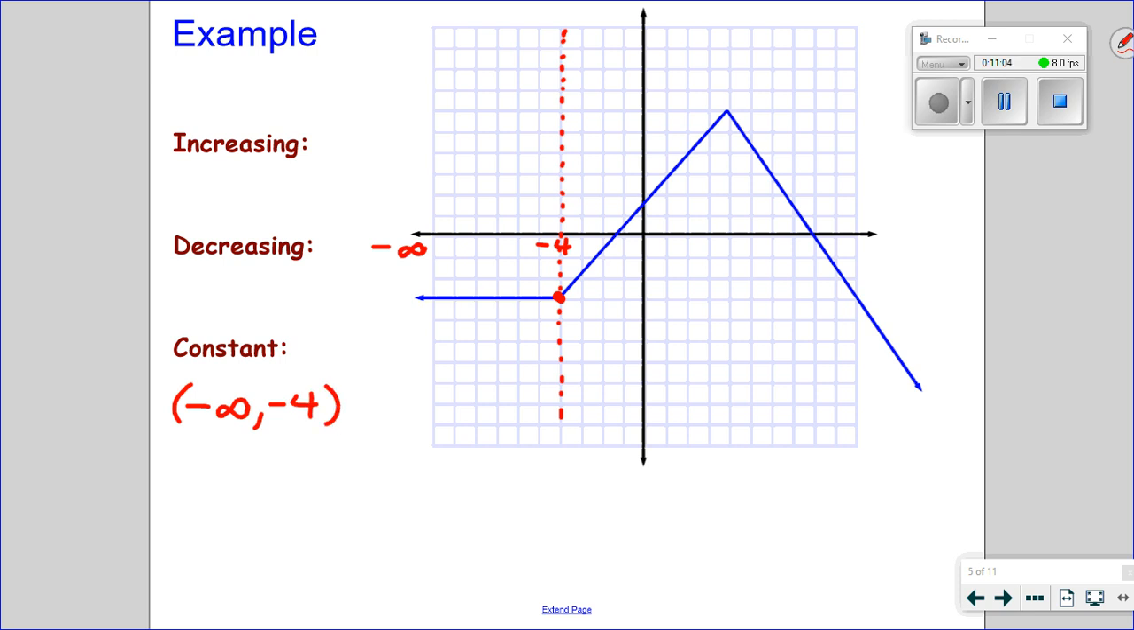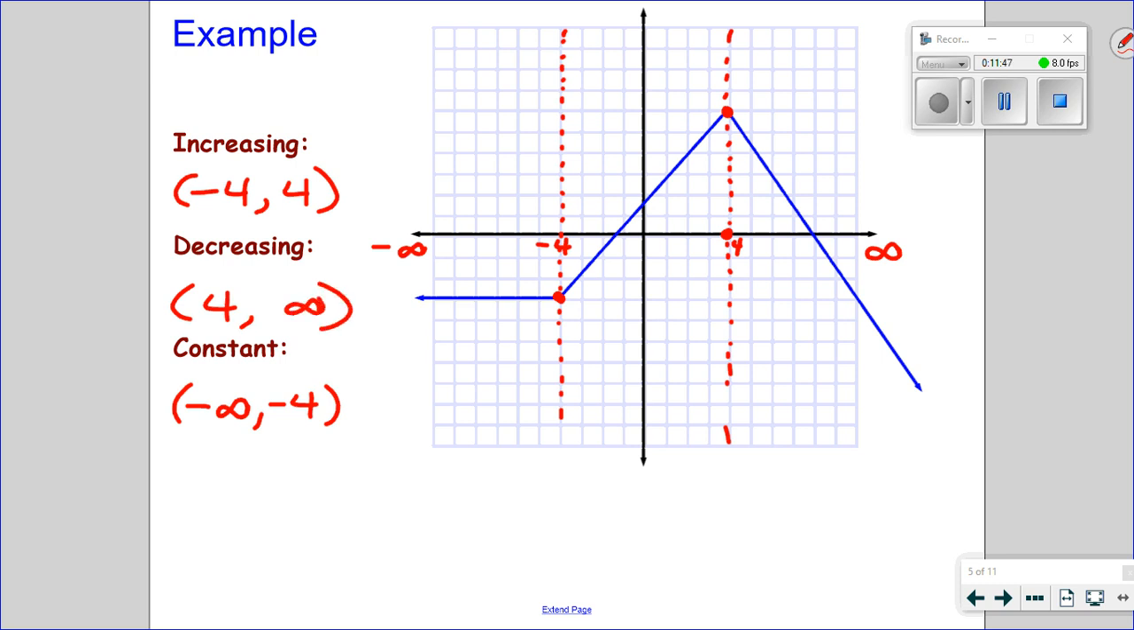All right, then the graph starts to increase. So the graph is increasing until we get to this point right here. So if I do this little dashed line, the dashed line just helps me find that x value. 1, 2, 3, 4. So we would say that this function is increasing from -4 to +4. Okay, and then the graph of the function is decreasing, and so we can say that it's decreasing from 4 to infinity.